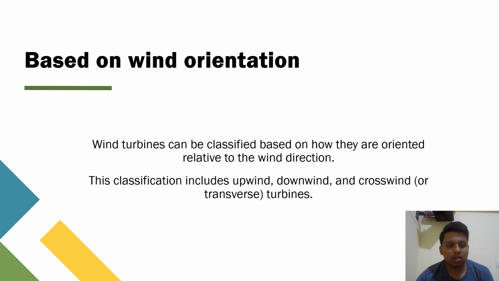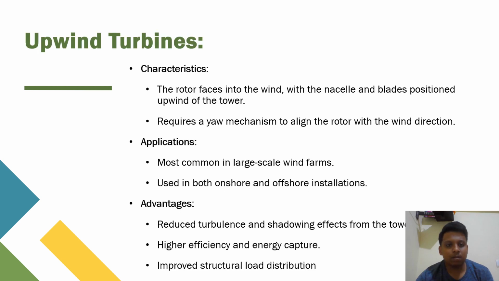Now let us look into another classification based on wind orientation. Wind turbines can be classified by how the rotor is oriented relative to the wind direction. This classification includes upwind and downwind turbines. Now let us look into the first, upwind turbines.